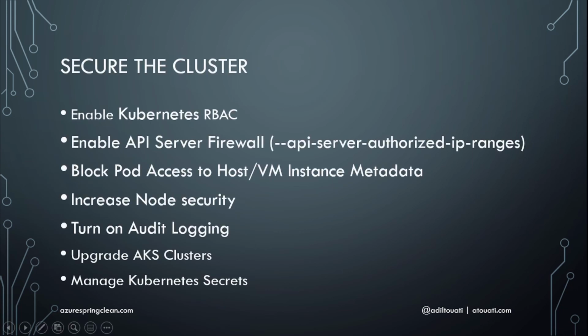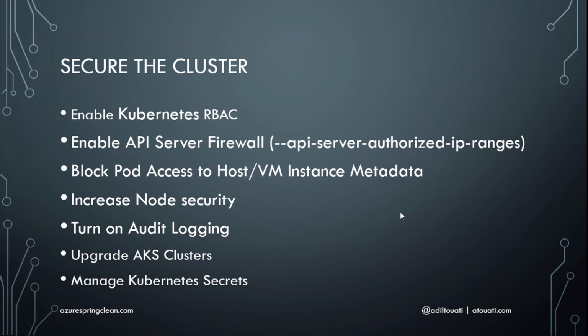Enabling Kubernetes RBAC, enabling the API server firewall, blocking pod access to the host VM, increasing node security, turning on audit logging, upgrading AKS clusters, and managing Kubernetes secrets. Let's look at these in detail.